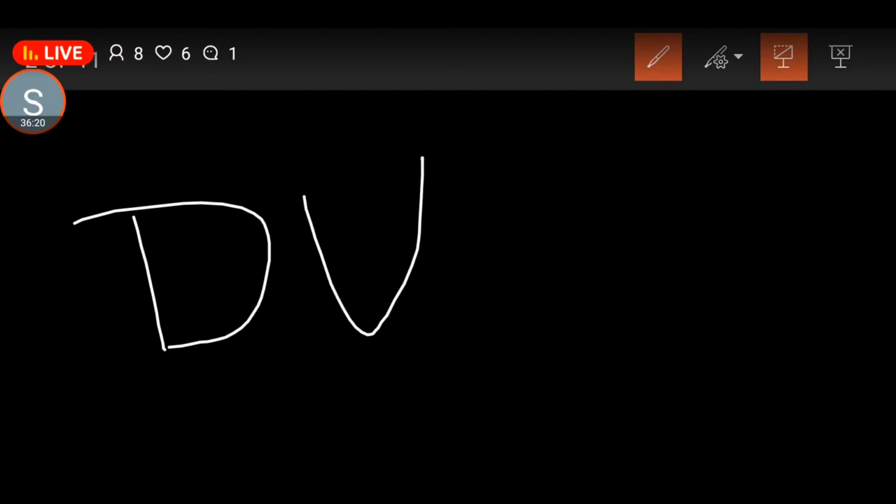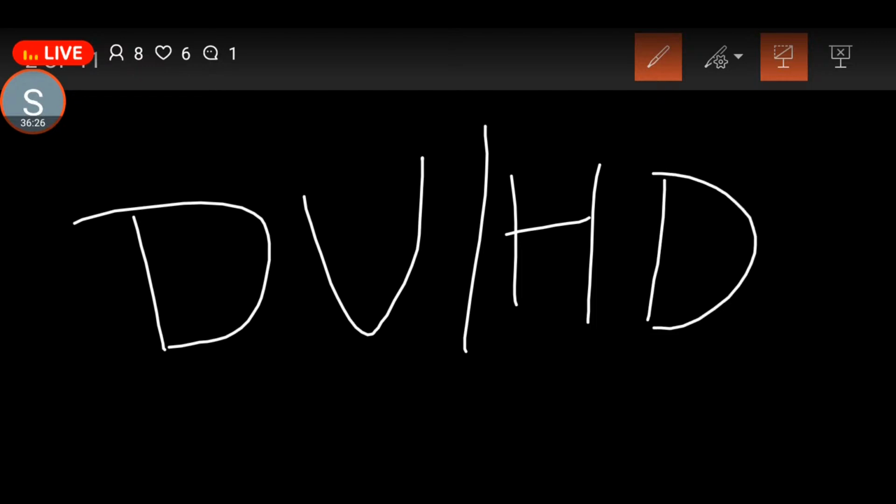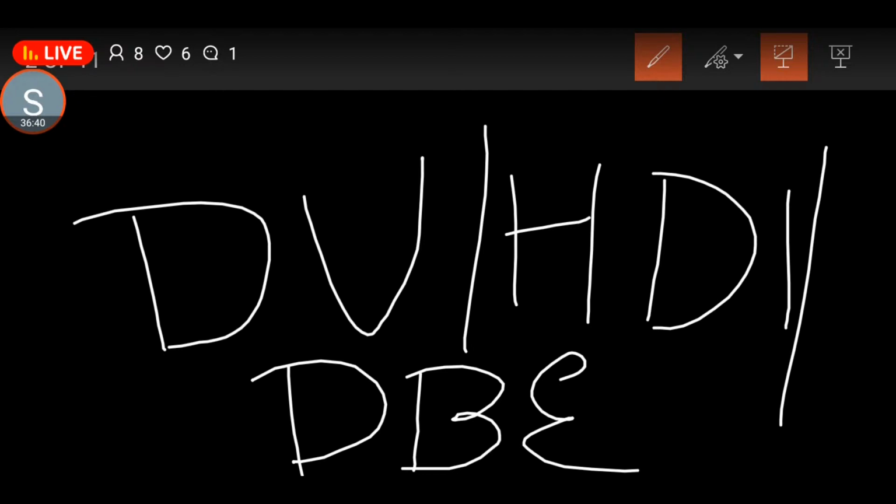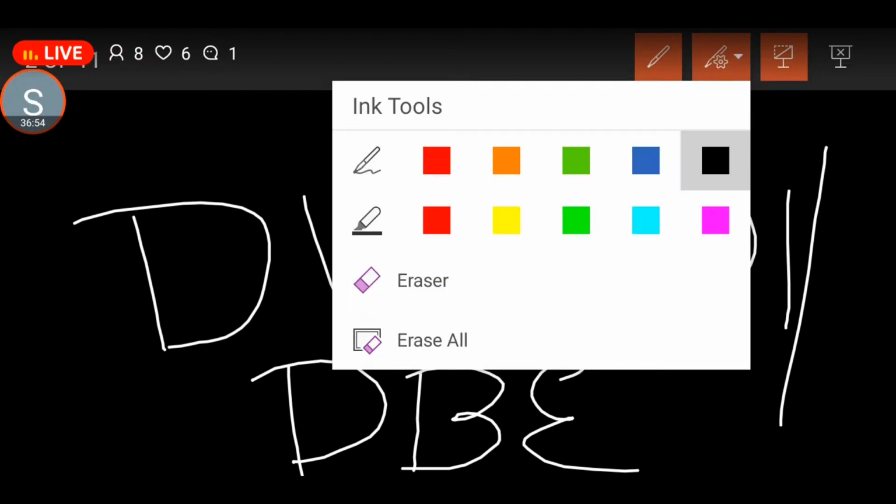Now we will learn the degree of unsaturation, which is always called DU or HDI, hydrogen deficiency index, or double bond equivalence. There are three terms. In the exam they can ask what is the degree of unsaturation of this compound, or what is the hydrogen deficiency index of this compound, or what is the double bond equivalence of this compound. In any of these ways they can ask you.